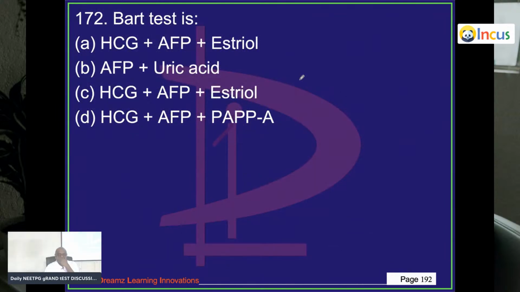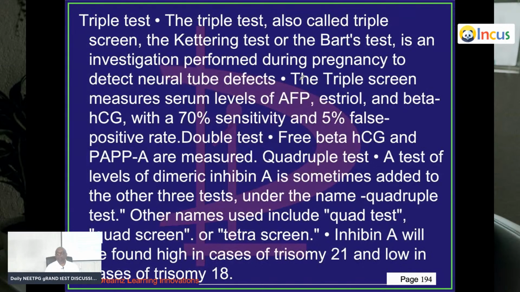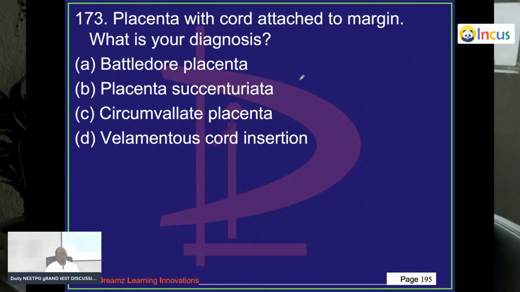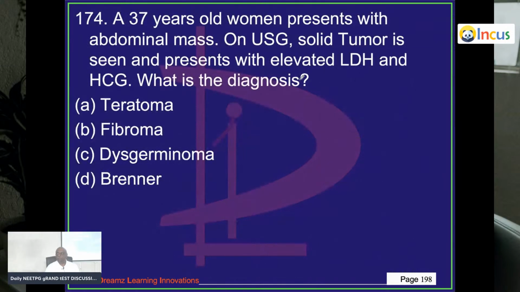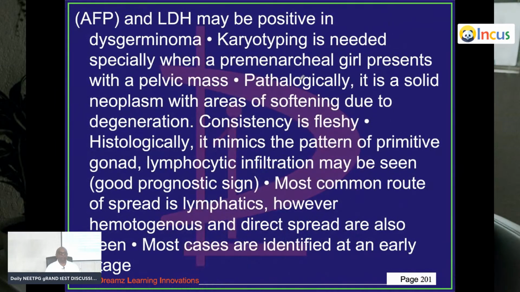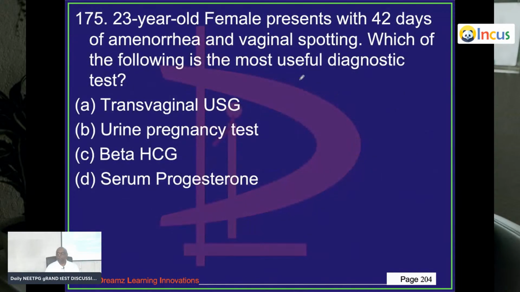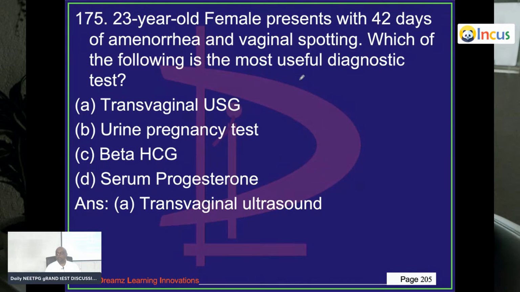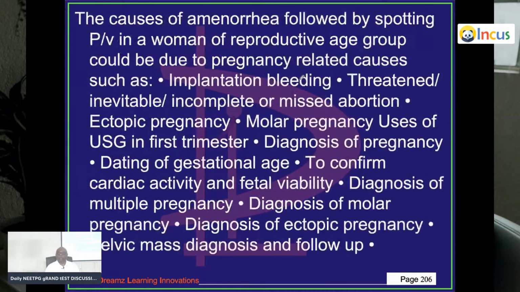Triple test is HCG, AFP and estriol. Placenta with cord attached to margin is Battledore. 37-year-old solid tumor, elevated LDH and HCG means dysgerminoma. 23-year-old with 42 days of amenorrhea and vaginal spotting. You need to do transvaginal ultrasound.